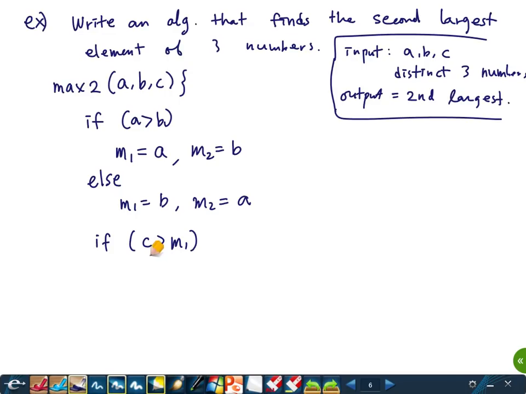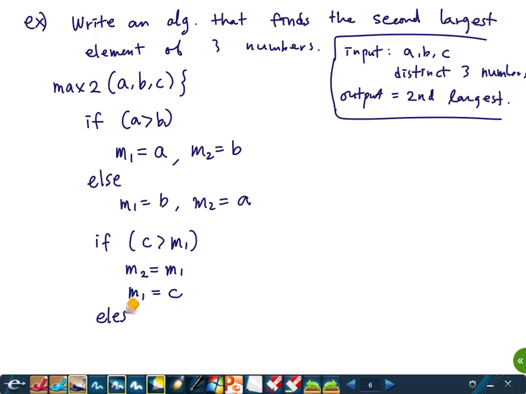Then what is the second biggest one then? Okay, so let me write it this way. M2 equals M1, M1 equals C. This means now we update M2 to be M1. We update M1 with C, right? Because C is the biggest one. M1 used to be the biggest one before C, but now it is the second biggest. So we define M2 to be M1, like that. Okay? Is this okay?